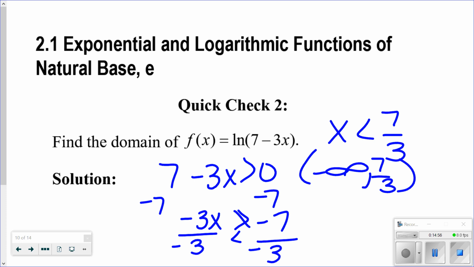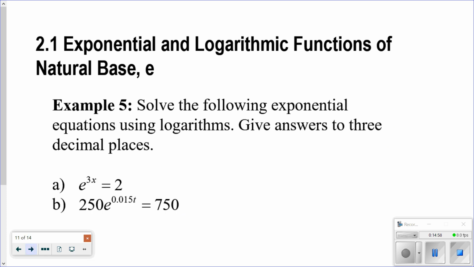And then that's your answer in interval notation. All right, let's use these properties to solve exponentials.